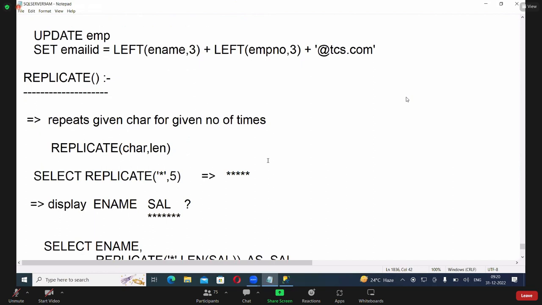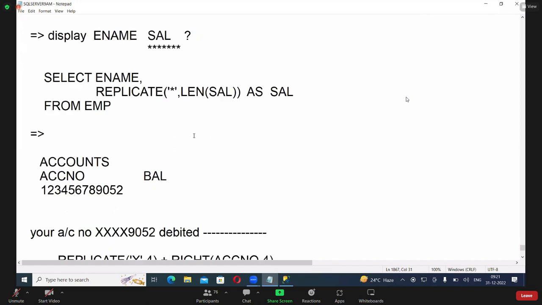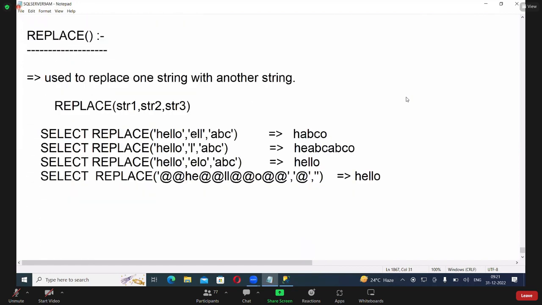Next, replace, replicate. Replicate is to repeat the character. I want to display star 5 times. I want to display star 10 times. Then use replicate.